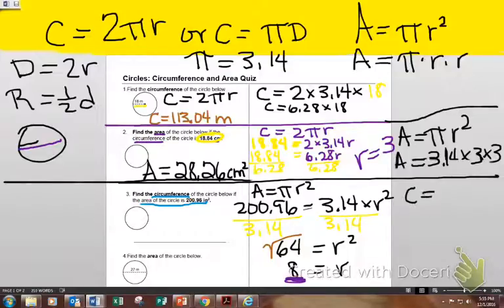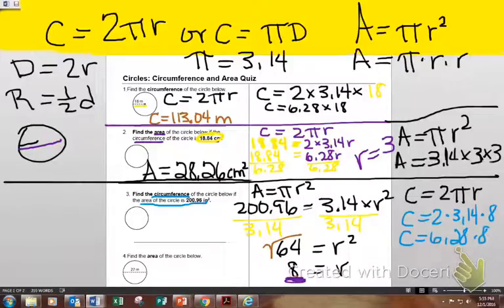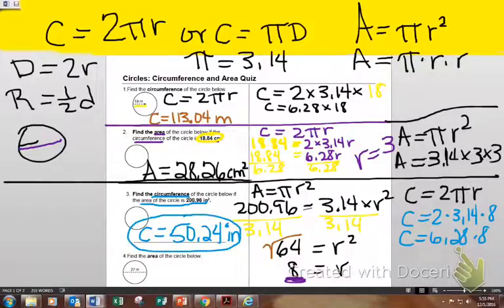Circumference is equal to 2 pi r. Two times 3.14 times 8. Circumference is equal to 6.28 times 8, or the circumference is equal to 50 and 24 hundredths of an inch. That's my final answer.